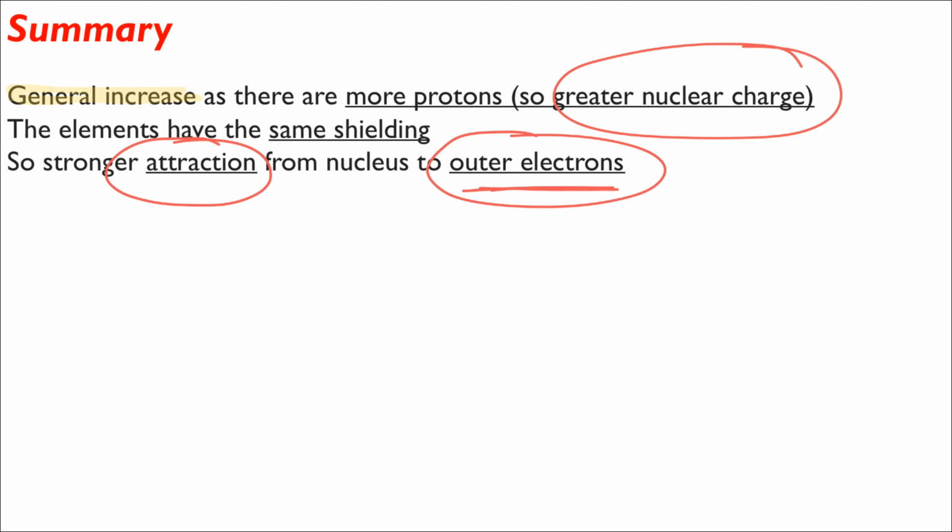It's important that it is the outer electron that we're talking about, okay? So it's a general increase because there's more protons, therefore more positive charge. The elements have the same shielding, so there's not less or more shielding. They've got the same configuration of electrons between the outer electrons and the nucleus, so therefore there is stronger attraction.